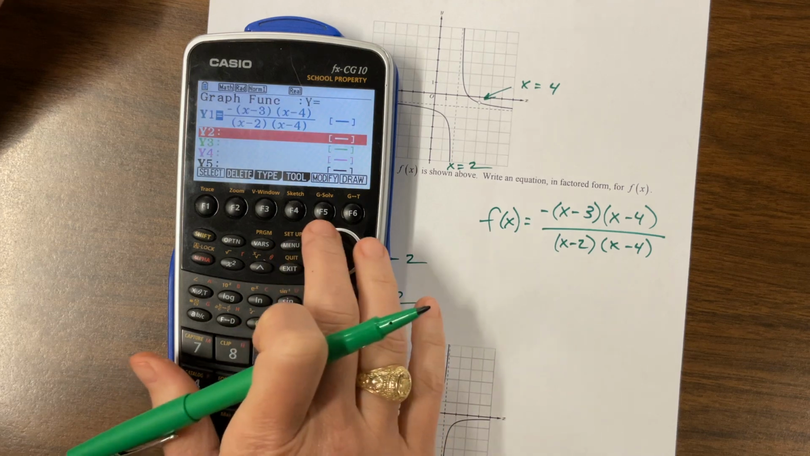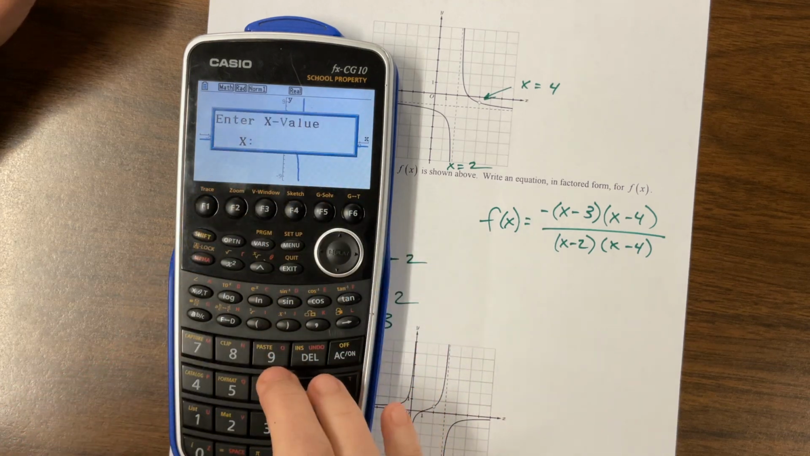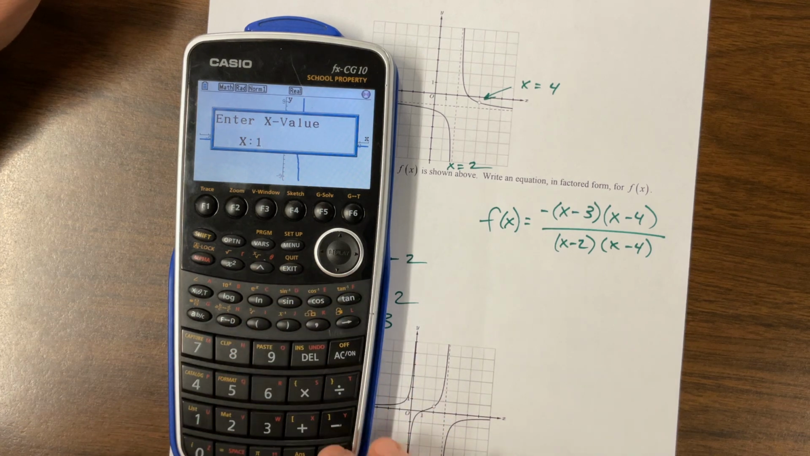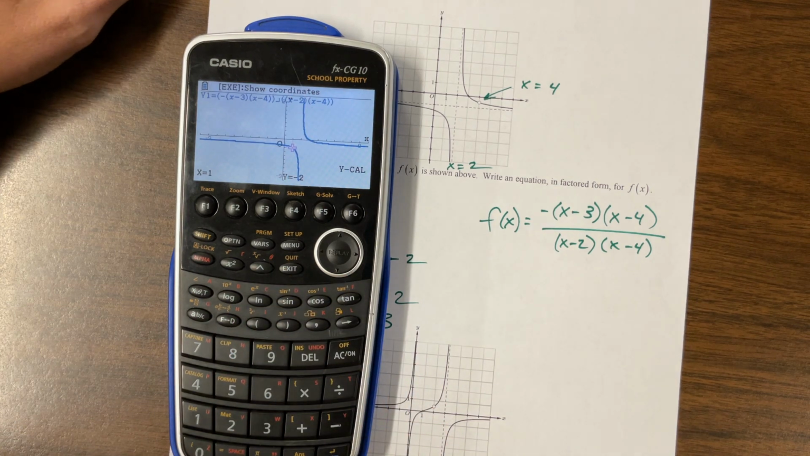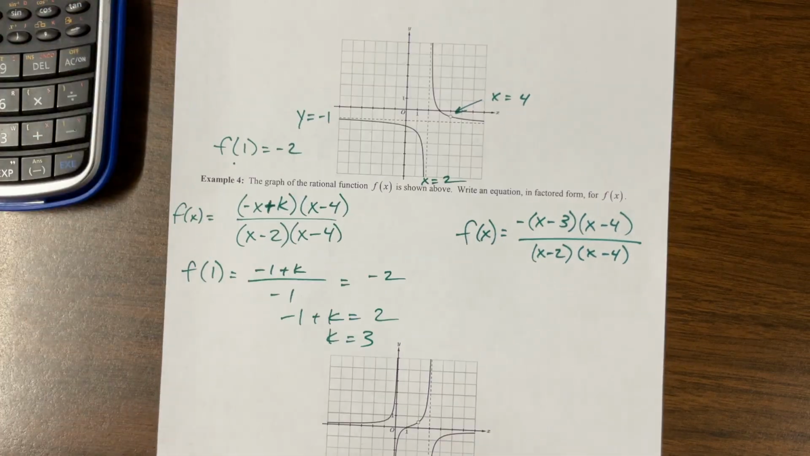Okay, let's also see, we draw G-solve. We're going to do YCal. What was it? It was at 1. We got a -2. And that's good. Okay. It sure looks to me like I did what they asked.